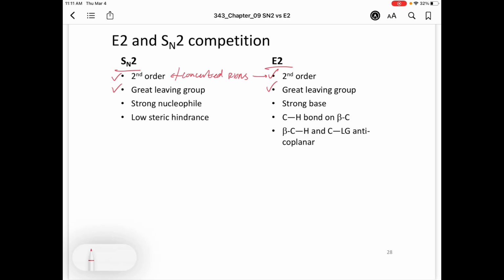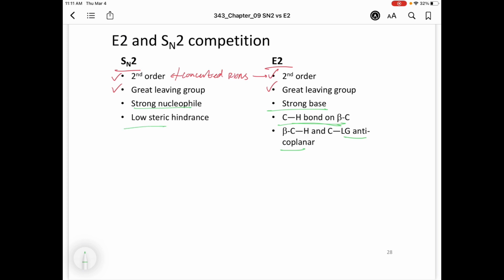So far, E2 and SN2 are the same. The only main difference here is that the strong nucleophile works for SN2, but we need a strong base for E2, okay? This is one of the main differences between these two, okay? For E2, we must have a C-H bond on that beta carbon. And we need to have it anti-coplanar. This arrangement of atoms enables this reaction to occur.